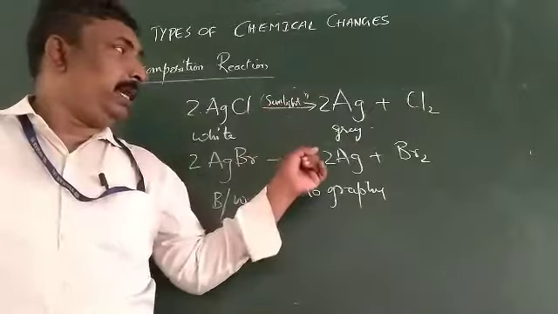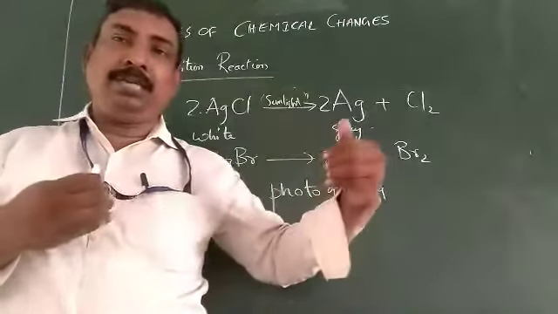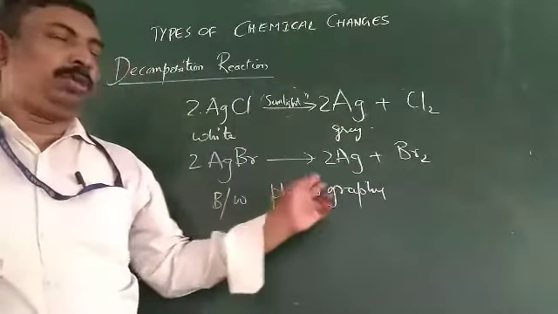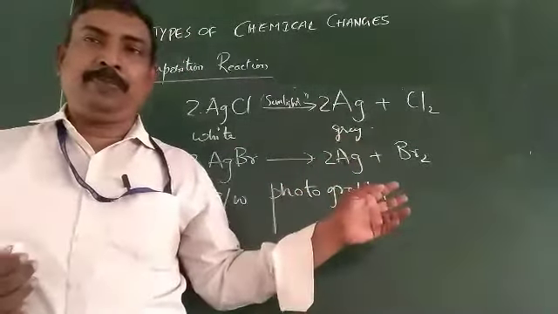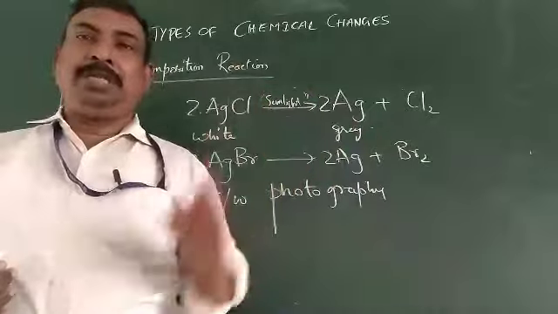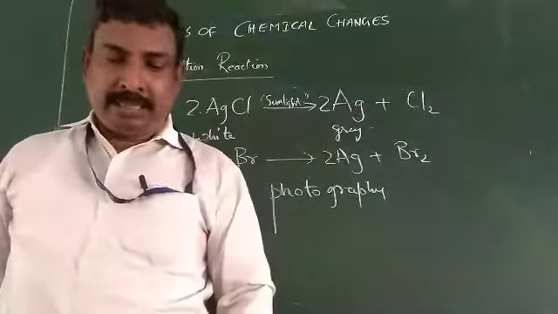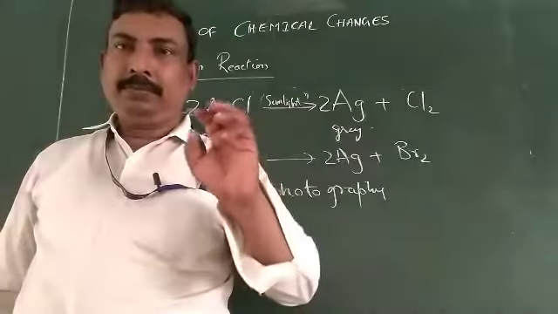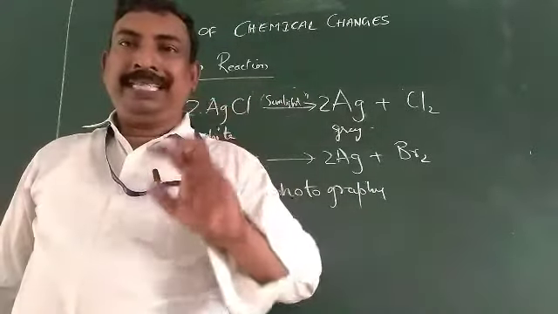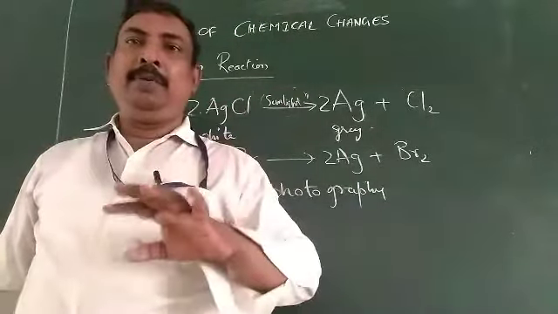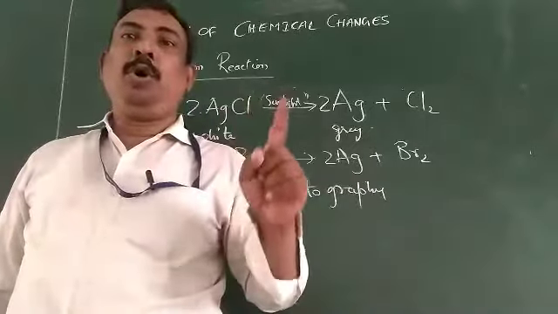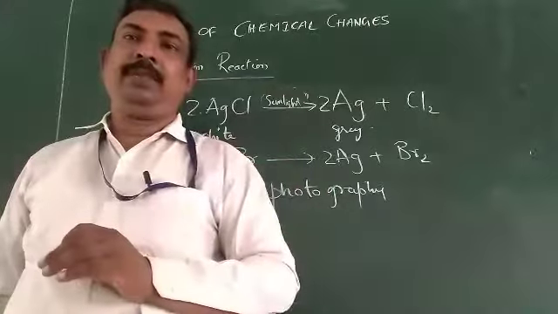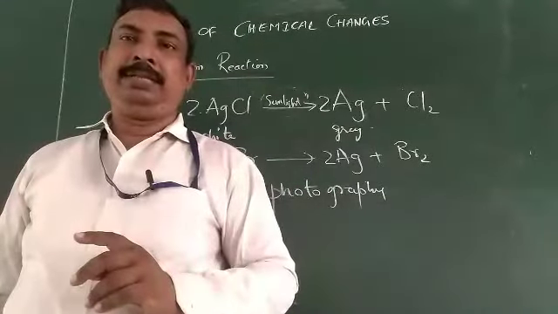And with the sunlight, what happened? It decomposed into two products. That's why this is also a good example of a decomposition reaction. What is a decomposition reaction? A decomposition reaction states that if a single reactant decomposes into two or more products, such reactions we call decomposition reactions.